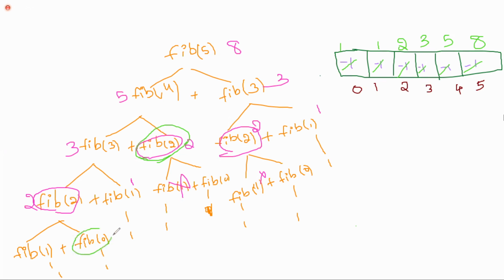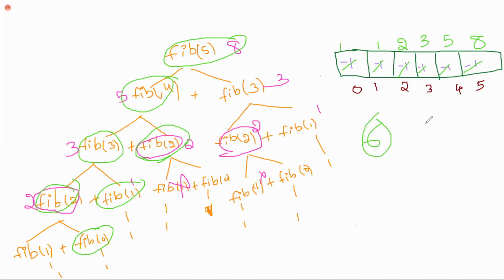Fib of 0 one time, 1. This is second time, 2, 3, 4, 5 and 6. Once you know the value of fib of 0, if you remember it, no need to calculate fib of 0 again and again. So how many times are you calculating? 1, 2, 3, 4, 5 and 6. So 6 times. Fifth term means you are doing 6 times.